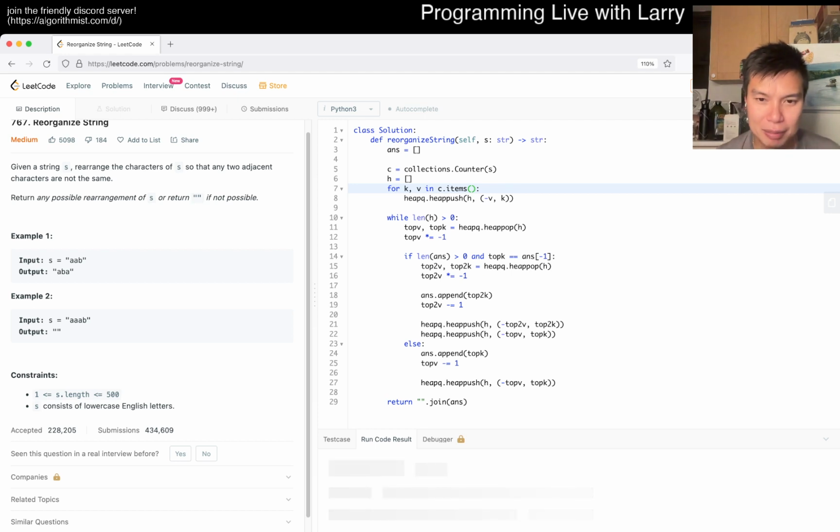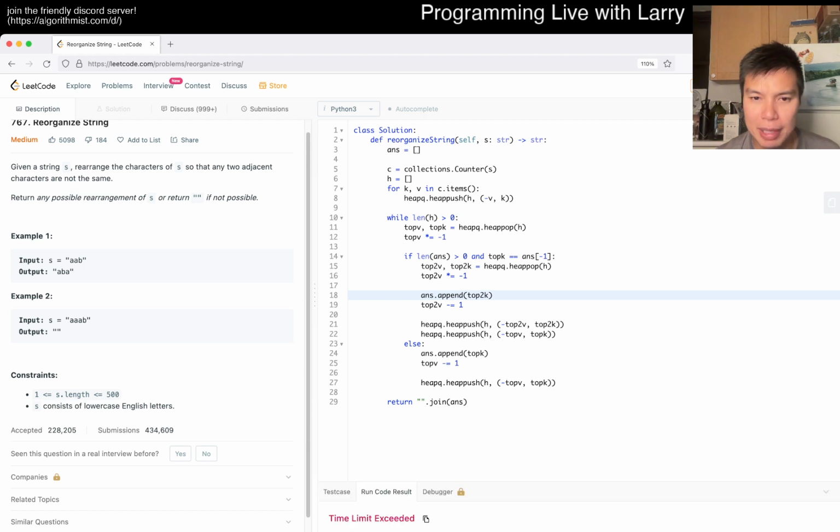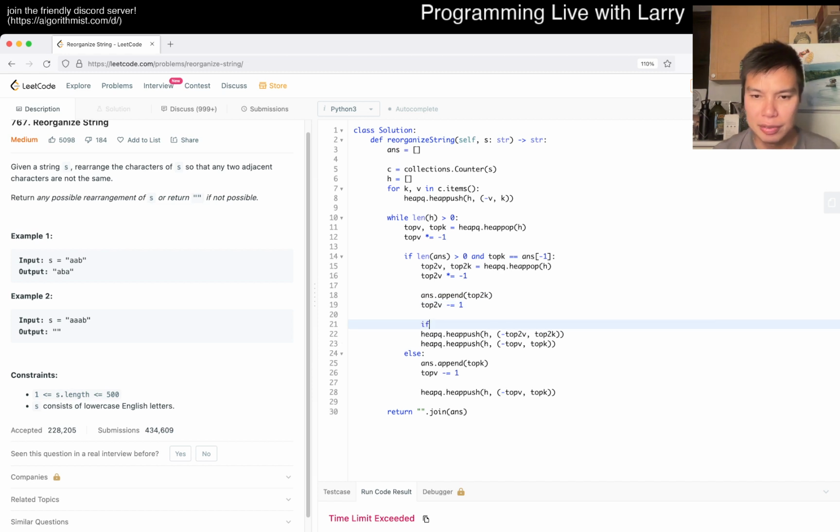Yeah, let's see what happens. Maybe it's even like an infinite loop. Actually, I expected an infinite loop, maybe. Is that true? Yeah, because I have to do some other stuff as well. Basically, for example, if top 2v is not 0, because if it's 0, then don't do it again.